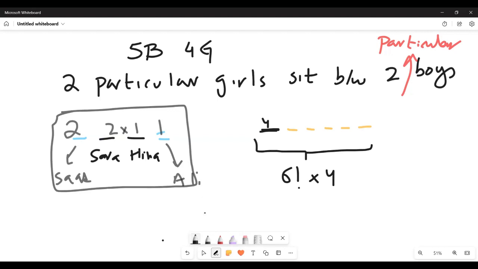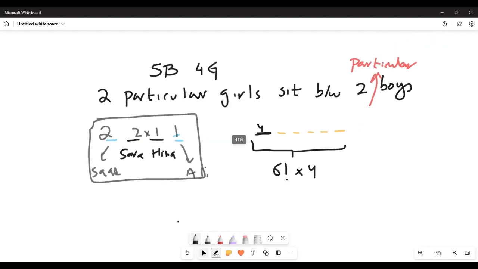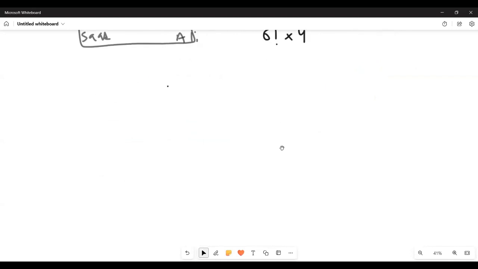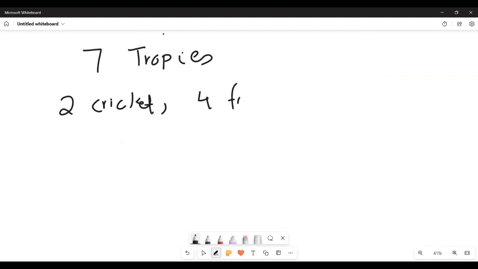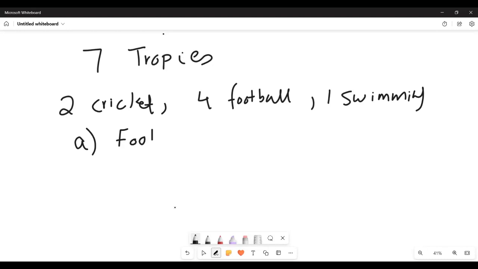Okay, one more example and then we call it a day. There are 7 trophies: 2 cricket trophies, 4 football, 1 swimming. These have to be arranged on a shelf so that football trophies are kept together.